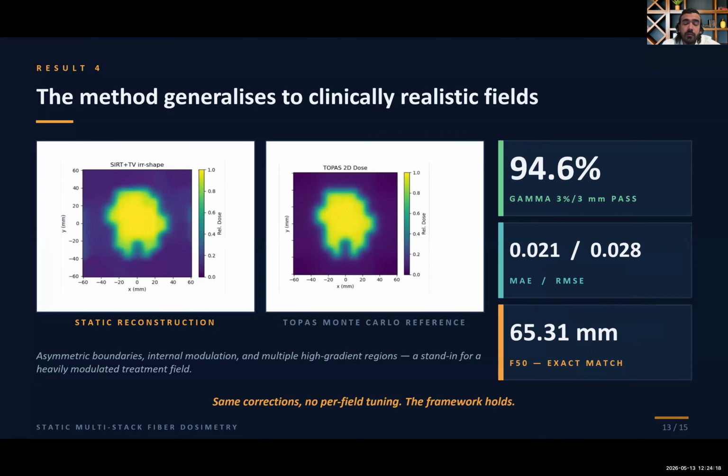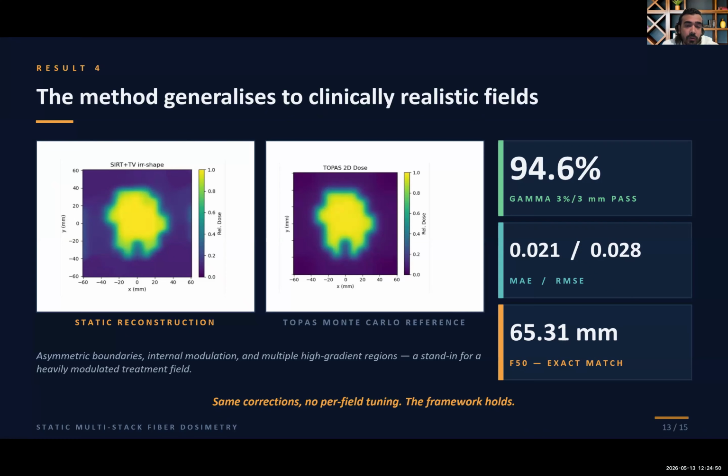It's one thing to reconstruct a clean edge. Clinical fields are not that tidy. So we tested the static detector on a deliberately complex, irregular field with asymmetric boundaries, concave features, and multiple high gradient regions. This is the kind of pattern you'd see in a heavily modulated treatment plan. On the left, the static detector reconstruction. On the right, the TPS reference. The reconstruction captures the main morphology, including asymmetry and the concave bottom edge feature.